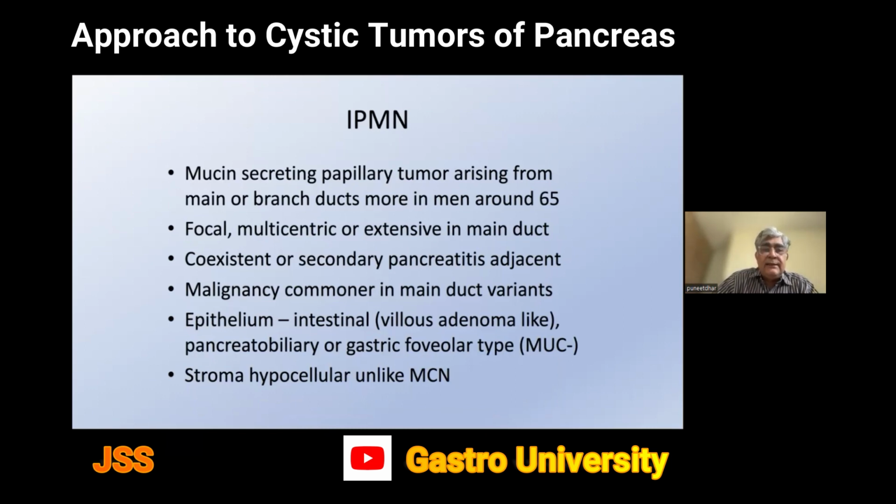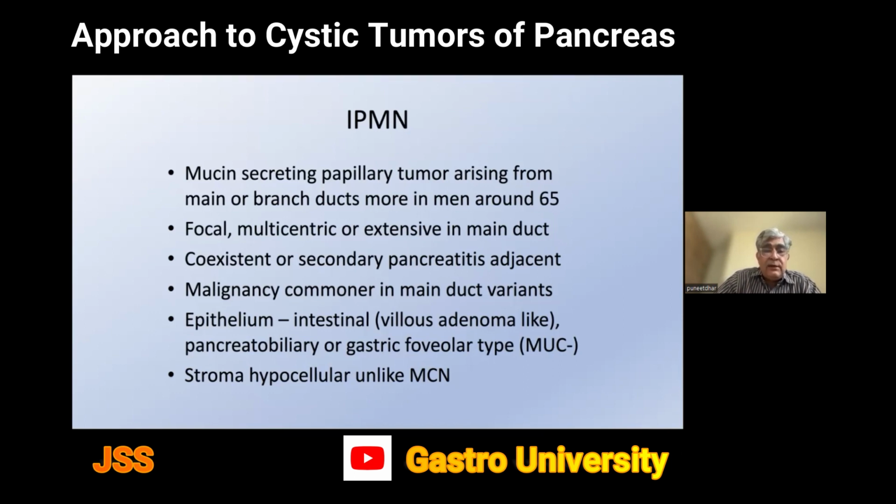It is a mucin secreting papillary tumor arising from the main or branch duct, commoner in men around 65. So it is focal, or it can be multicentric, and in earlier days, till about 2 decades back, the standard treatment was actually total pancreatectomy, till we realized that it could be extensive also in the main duct. But now we know we could do a more localized dissection as well, but it has a definite malignant potential if it is from the main duct.